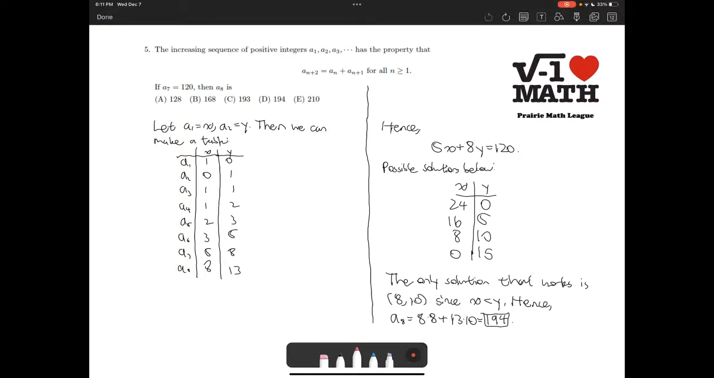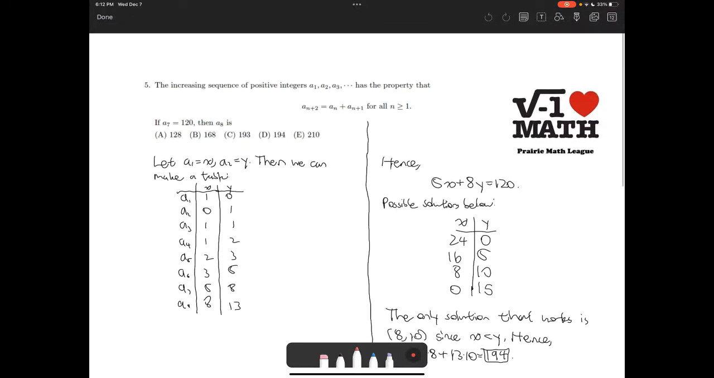Hello everyone. Today I will show the solutions to the Prairie Math League High School Round 124 Problems 5 and 6. For problem 5, we're given an increasing sequence of positive integers a sub 1, a sub 2, and a sub 3 that has a property that suspiciously looks like the Fibonacci sequence recurrence relation.